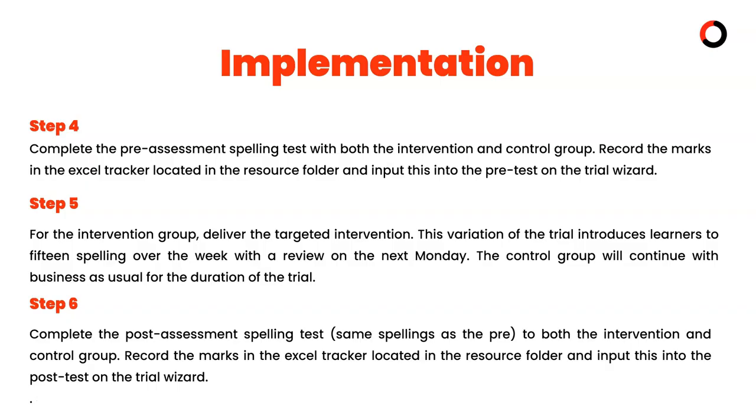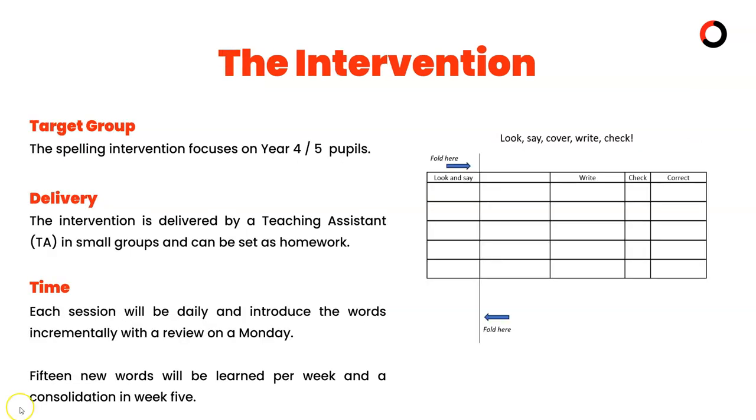Step 6. Complete the post-assessment spelling test, same as the pre, to both the intervention and the control group. Record the marks in the Excel tracker, which you've used previously, and then input these into the post-test on the trial wizard. You will then move on to the Analyze stage on the platform, which will allow you to complete the process evaluation and then click Analyze to generate an impact report so you can see how the intervention has worked in your school.